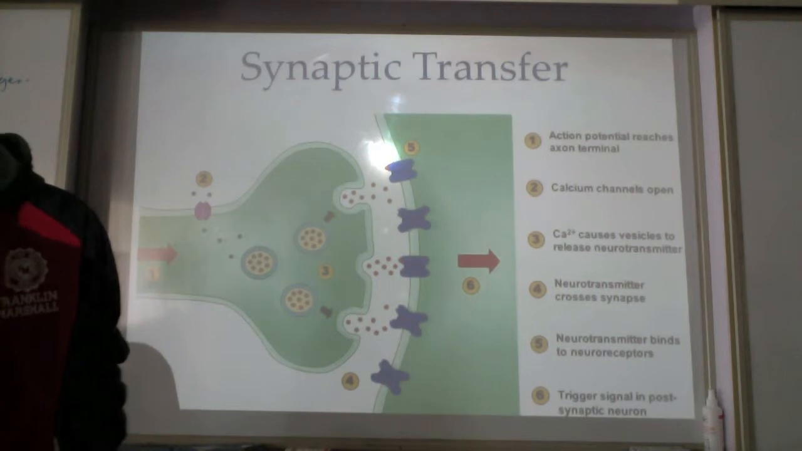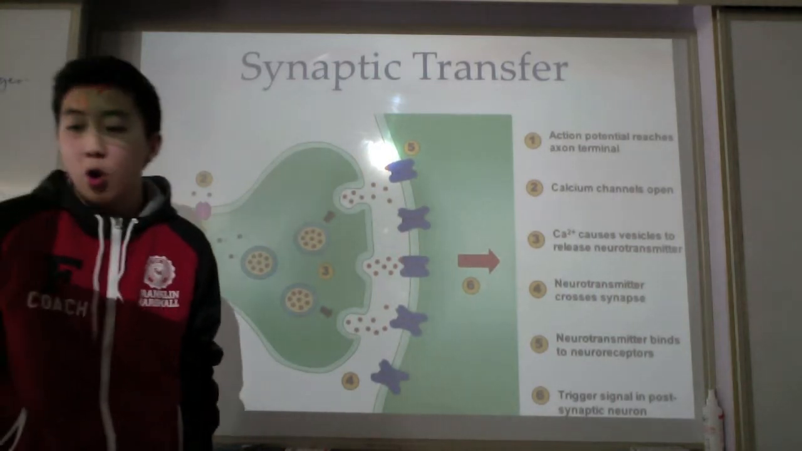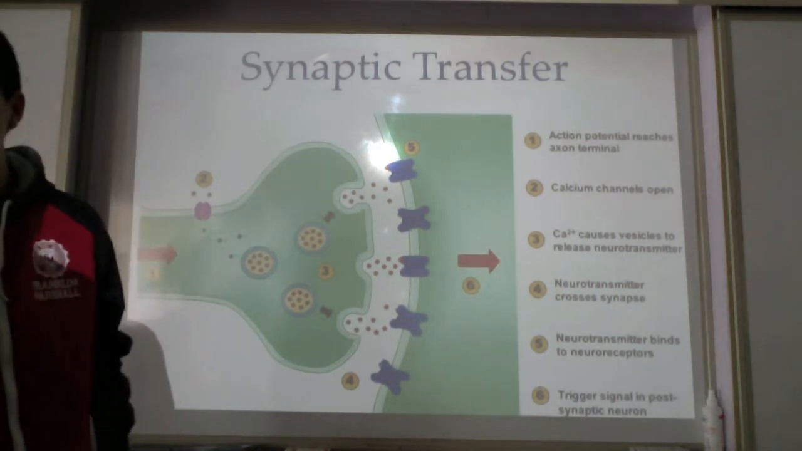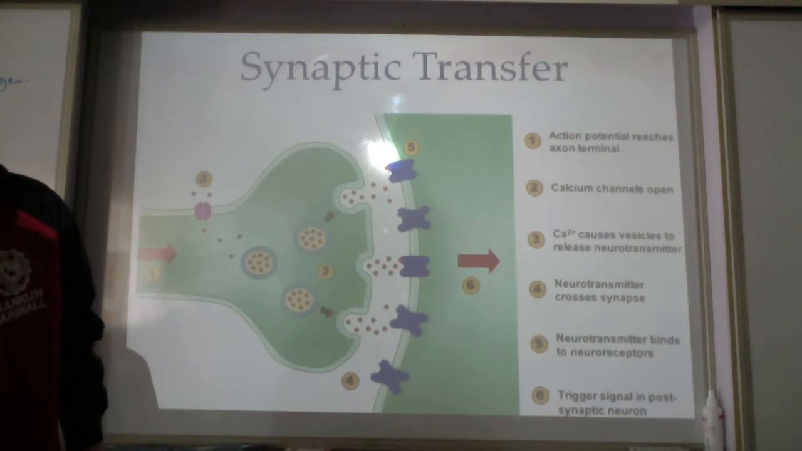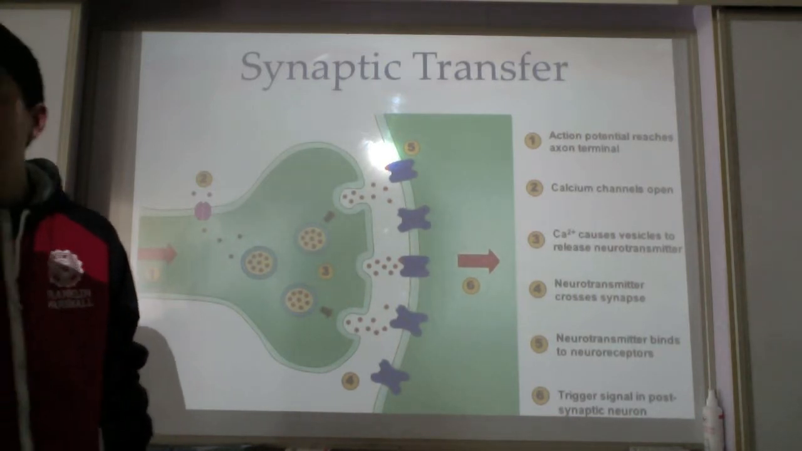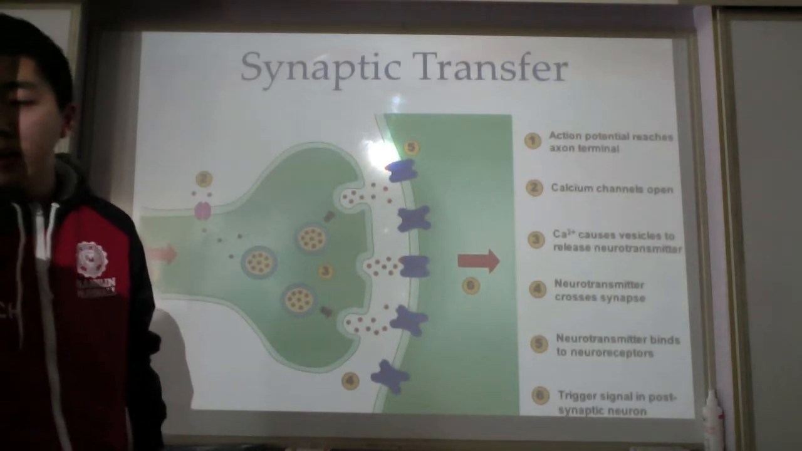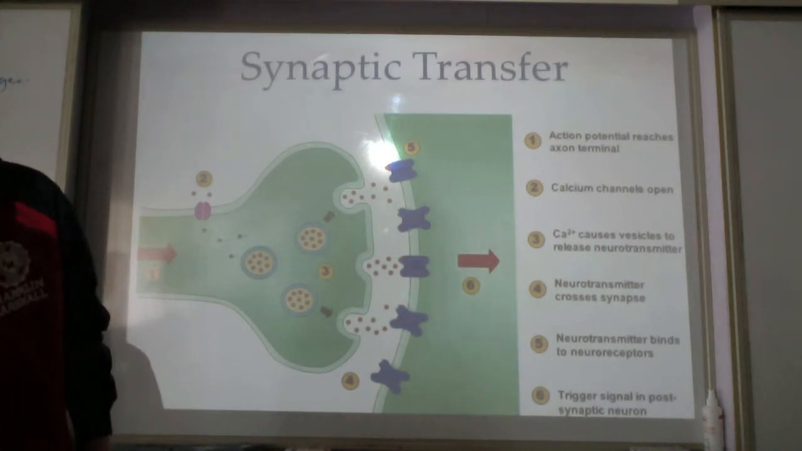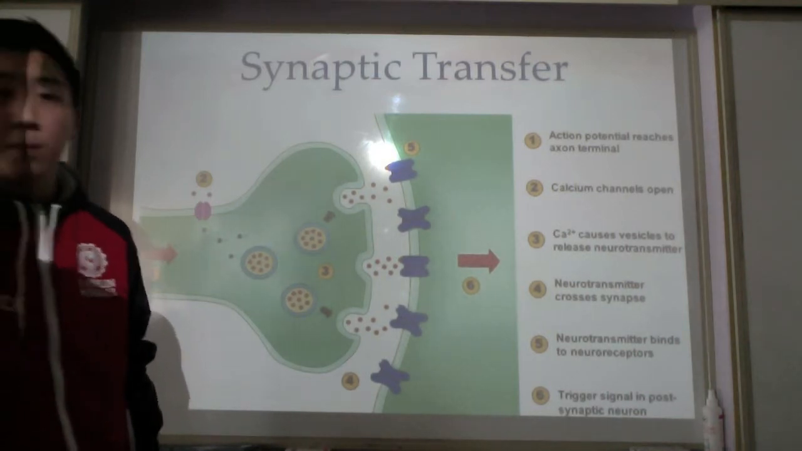The excitatory neurotransmitters, or noradrenaline, open up ligand-gated sodium channels, which is depolarization, and inhibitory neurotransmitters open ligand-gated potassium or chloride channels, which is hyperpolarization.